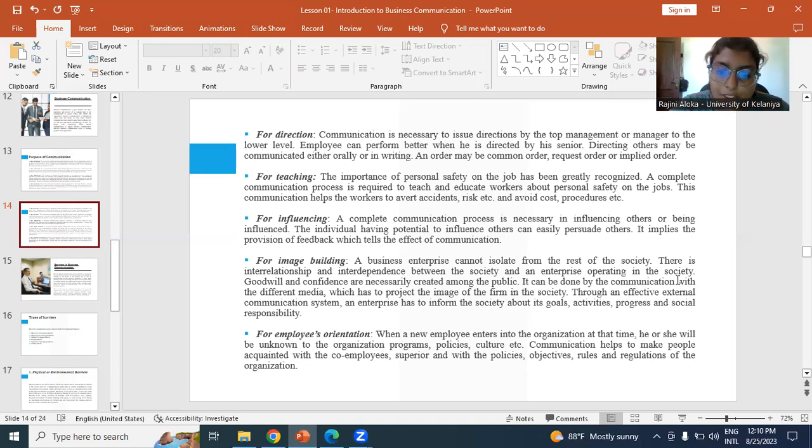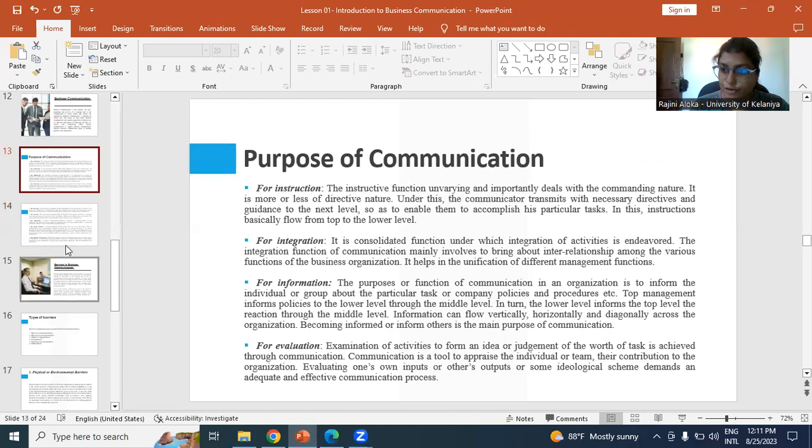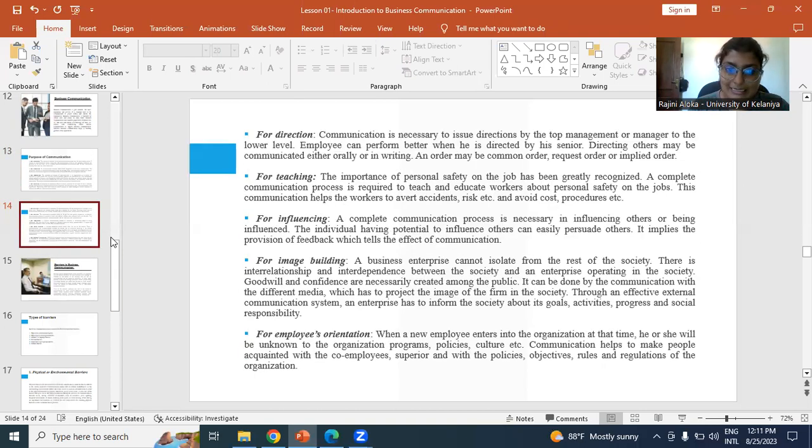For employee orientation, when a new employee enters the organization, he or she will be unknown to the organization's programs, policies, culture, etc. Communication helps to make people acquainted with co-employees, superiors, and with the policies, objectives, rules, and regulations of the organization. So for employee orientation, when a new employee comes into a business setting, we introduce everything. So these are the main purposes of communication in a business setting.